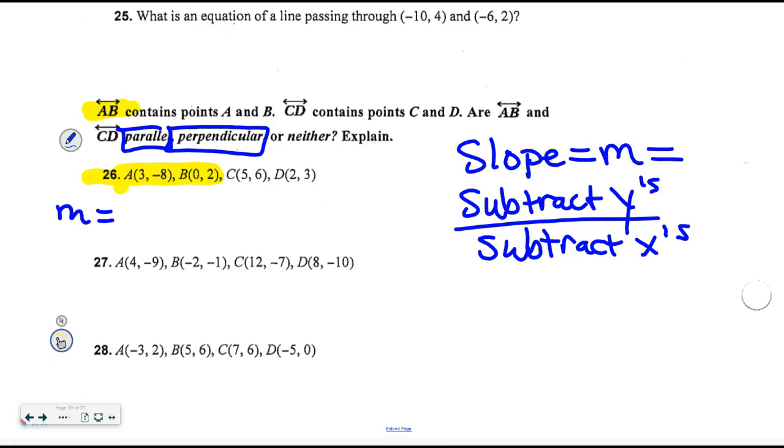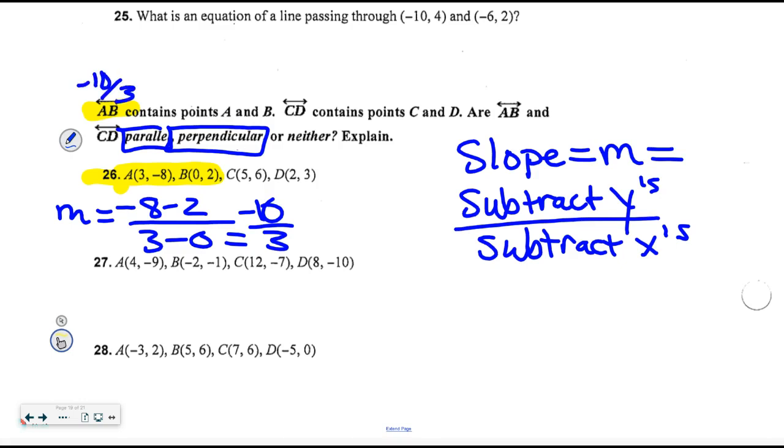And, yes, so I'm going to go -8 minus 2 over. And then I'm going to subtract the x's. Make sure you go in that same direction. 3 minus 0. All right? You're going to clean it up as a -10 over 3. And that doesn't get any better, so you're going to leave it. That's the slope of line AB. It was -10/3 for number 26.